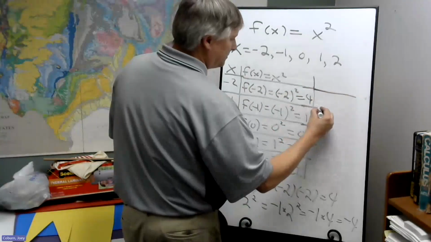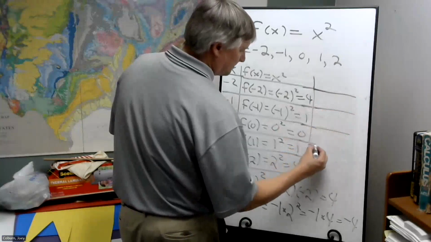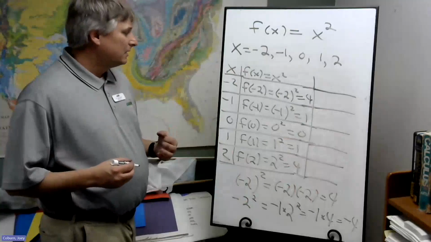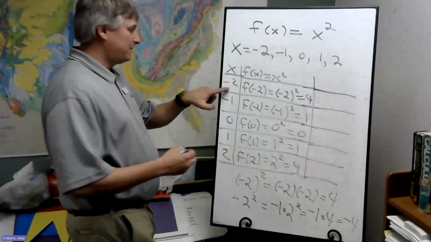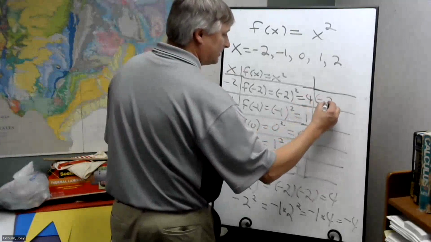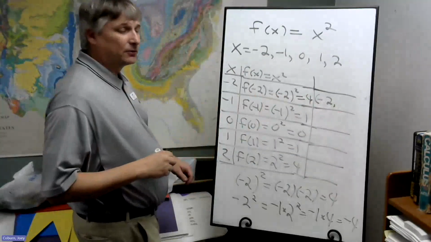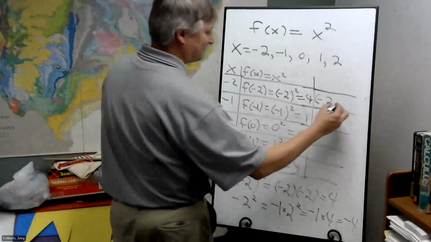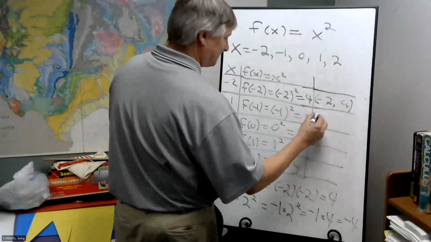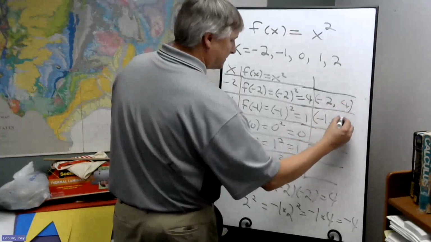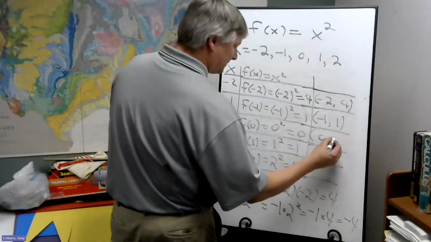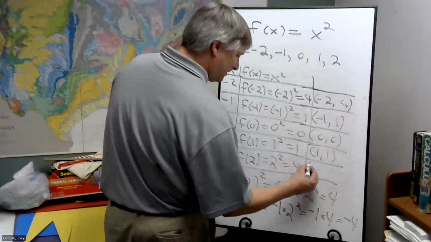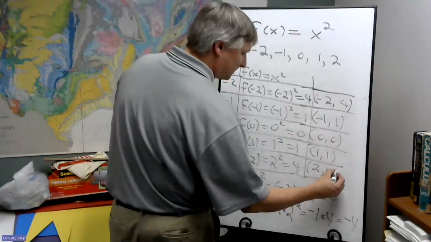So the last thing we do is pair up our input and output. So input, and again, input, the x value always goes first. The output, or y value, always goes last. So this is -2, 4, -1, 1, 0, 0, 1, 1, 2, and 4.